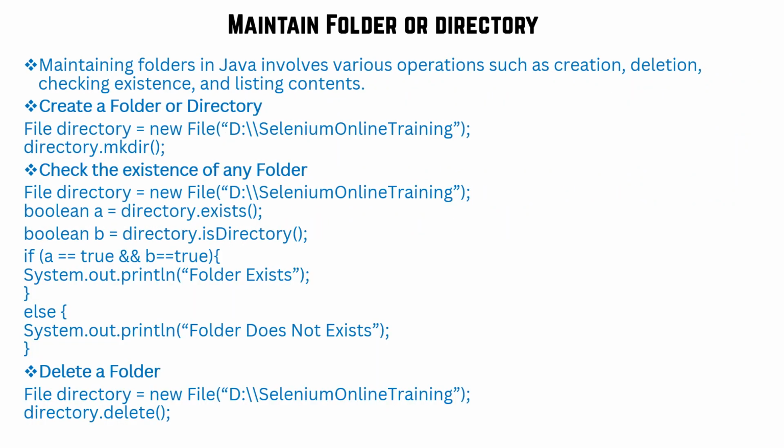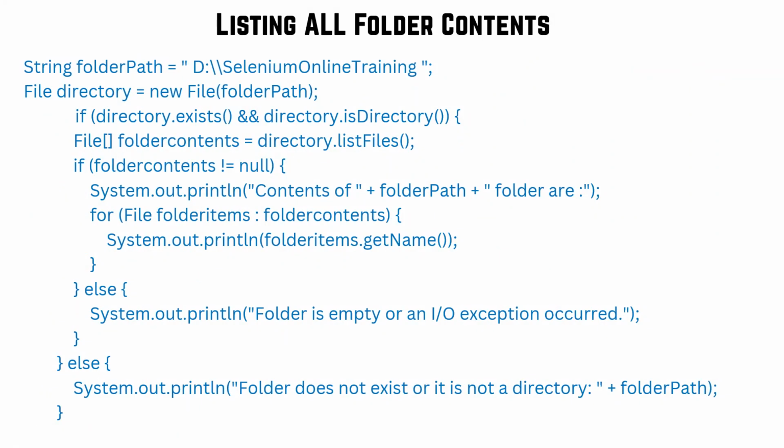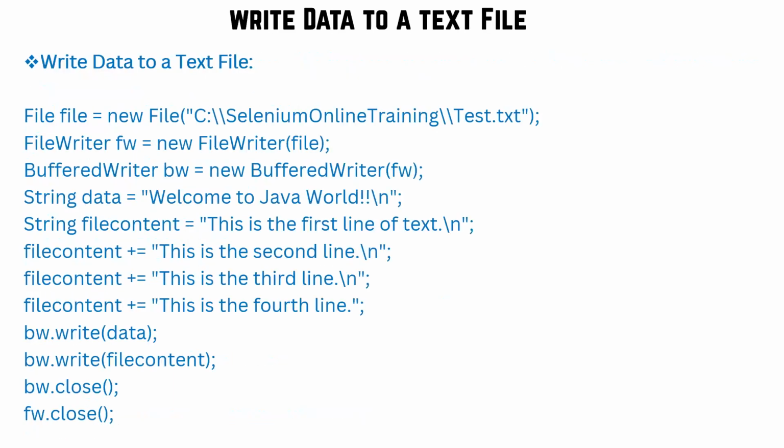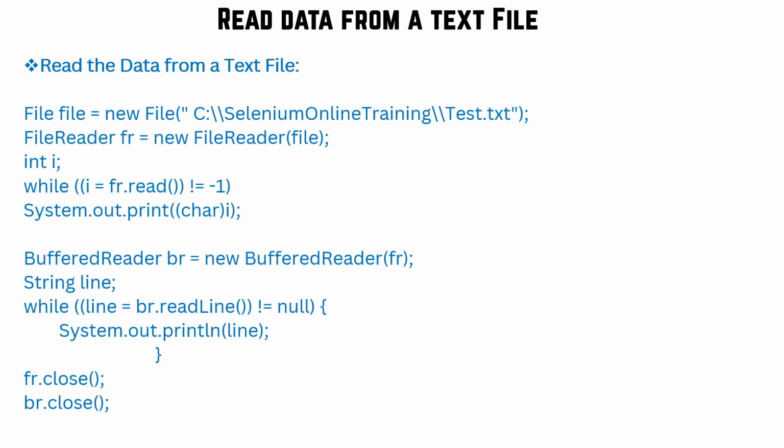So you can create a folder or directory. You can check the existence of the folder. You can delete a folder if required. You can also list all the files available in any folder using Java. You can maintain a file, and you can create a text file. The Excel file will be covered in an upcoming session, on how you can read and write a file with the Apache POI library. You can check the existence of the file and delete the file. You can write data to a file with the help of the FileWriter and BufferedWriter classes available in the java.io package. You can read data from a text file with the help of the FileReader and BufferedReader classes in the java.io package.